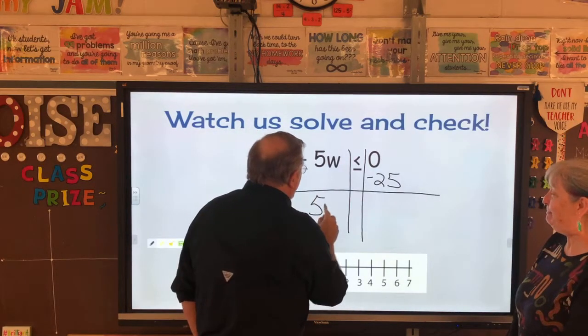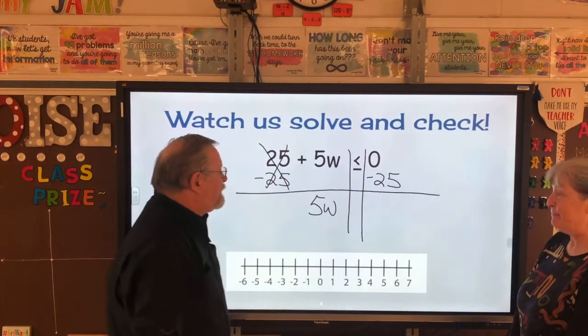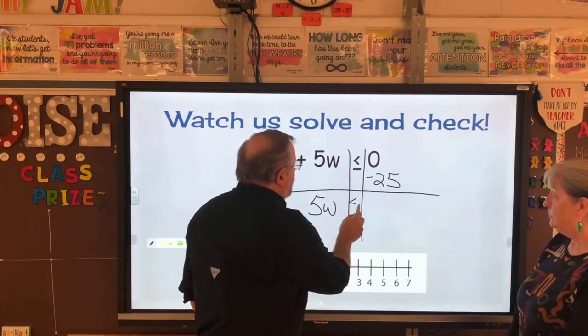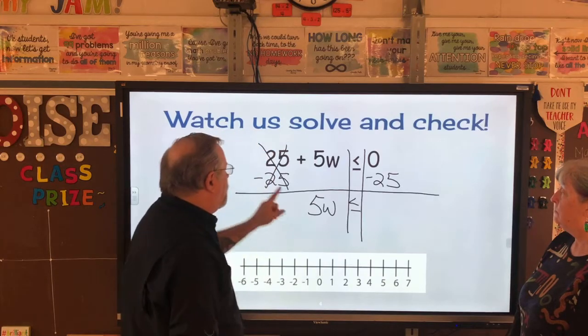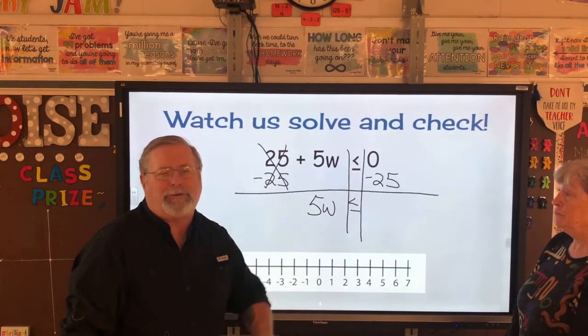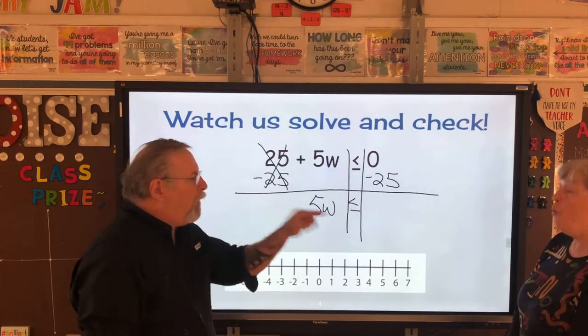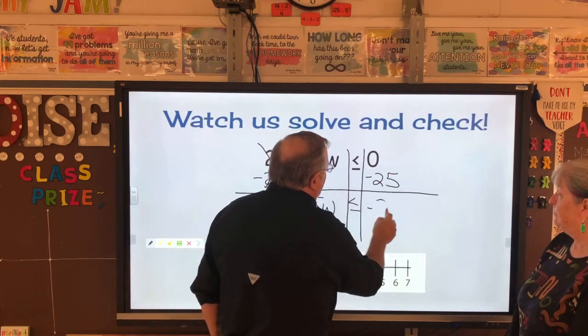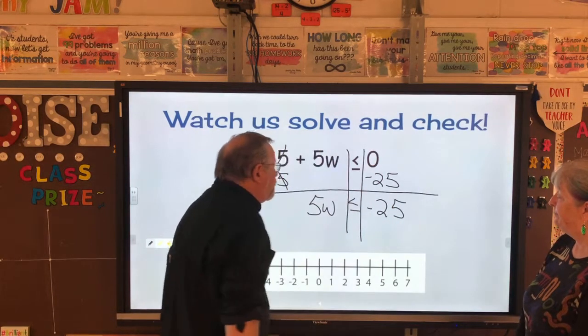So these two cancel each other out, and I'm left with 5w on this side. And then, again, this is just going to come down with it. Mr. Lamb, you have a negative 25. Don't you have to switch it? We know we don't do that for addition or subtraction. We only do it for multiplication and division. And then 0 minus 25 gives me that nice negative 25.